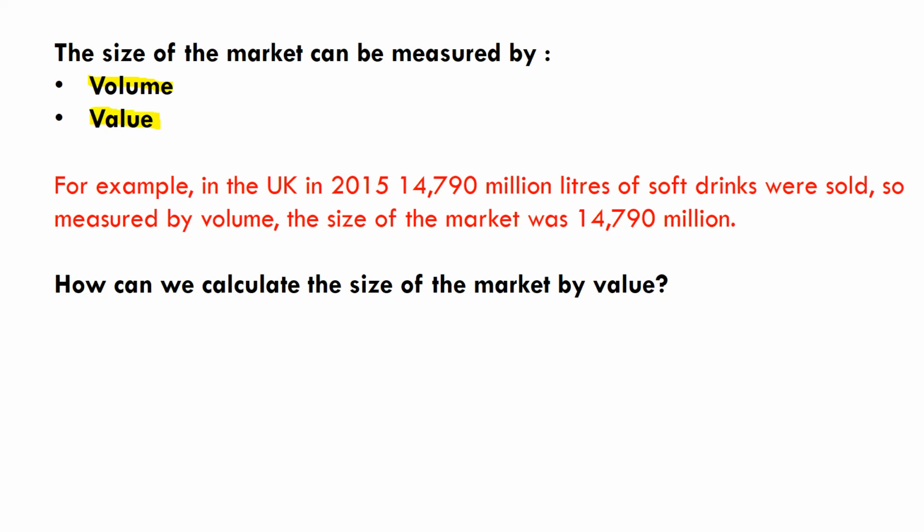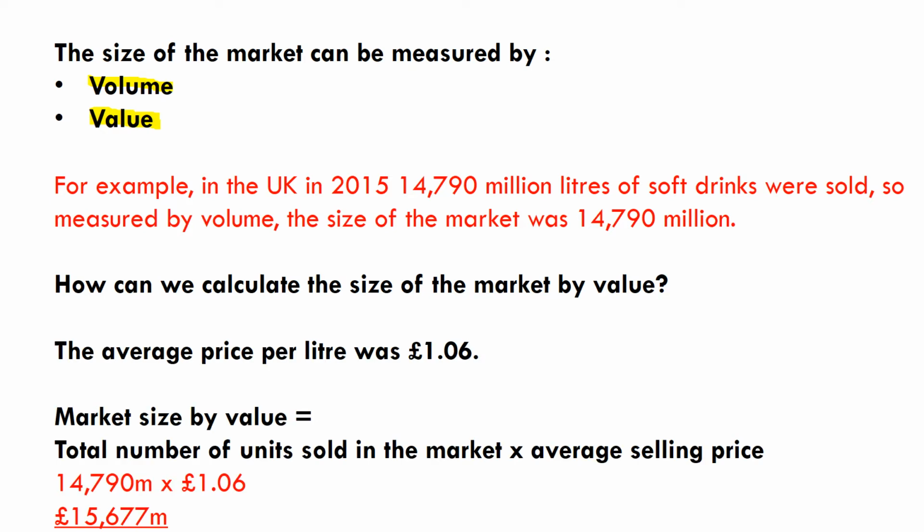So let's have a look at an example here. Let's see, in the UK in 2015, 14,790 million litres of soft drinks were sold. So measured by volume, the size of the market was 14,790 million. Now, how do we calculate the size of the market by value? Well, to get from volume to value, we need to know the average price at which the soft drinks were selling. So if the average price per litre was £1.06, then the market size by value would be £15,677 million or £15.6 billion.